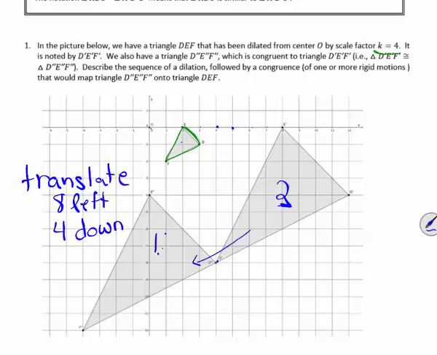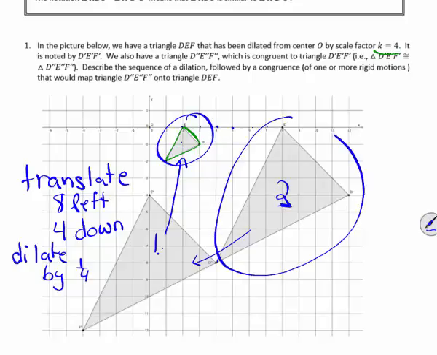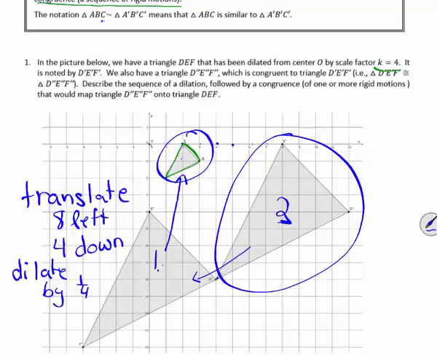Now I have to go from 1 back to the original. And to get back to the original, now I have to shrink it. So if it got bigger by a scale factor of 4, it's going to get smaller by taking the reciprocal of that. So I'm going to dilate by 1/4. So my original and number 2 are similar to each other. And the similar symbol is just the little squiggle. Two lines and a squiggle means that it's congruent.